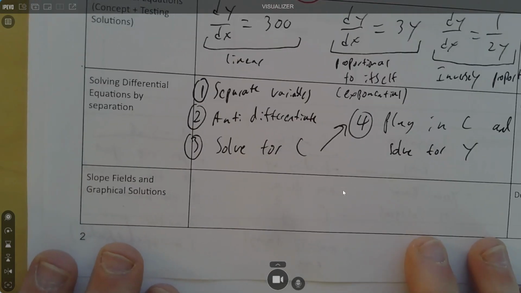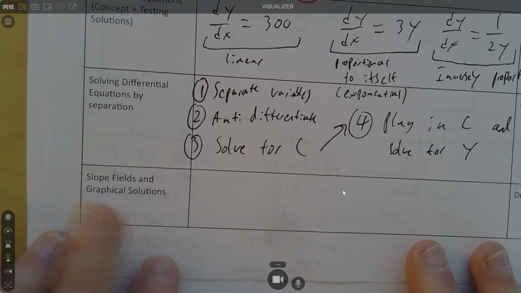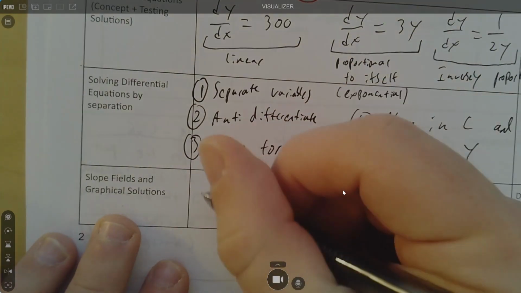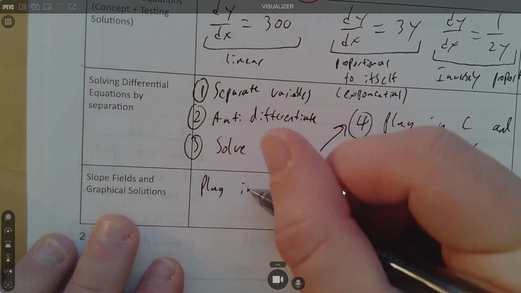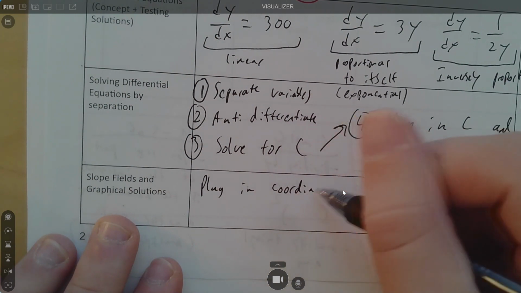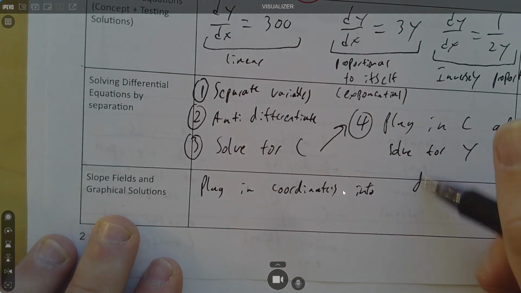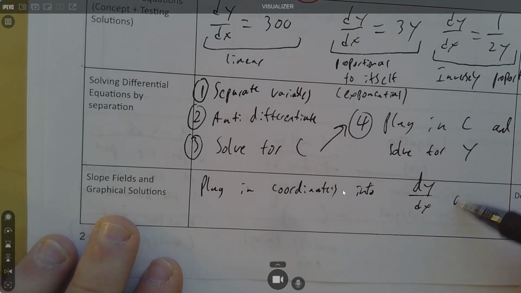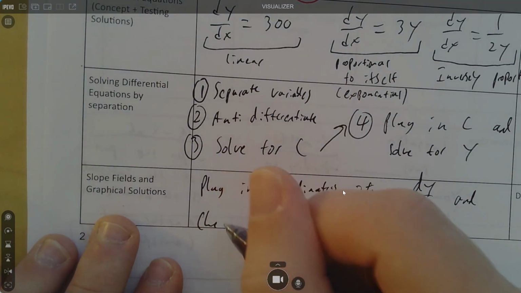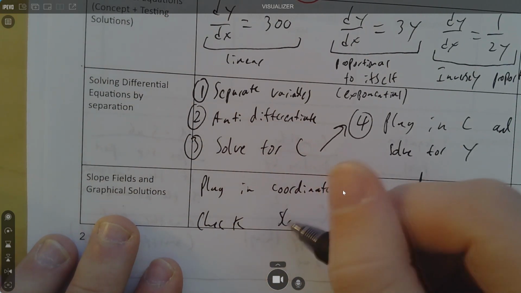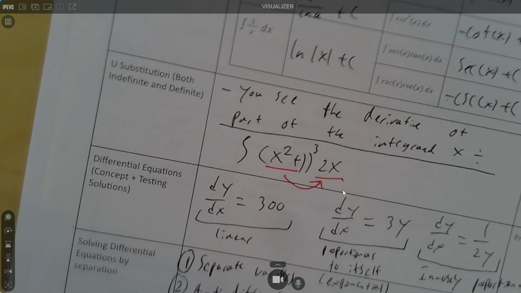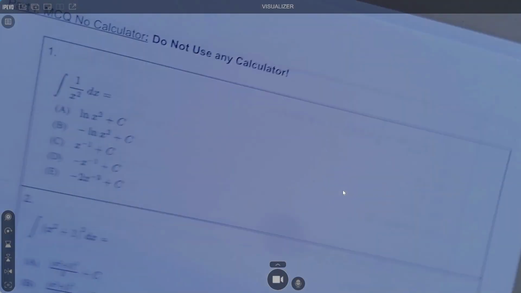Okay. Slope fields and graphical solutions. Honestly, these should be easy points. You just plug in coordinates into the derivative and check slopes. So I'll do a problem with that later. Okay, that's all it is. This is what's on the test. Okay, moving on. Let's do some problems.